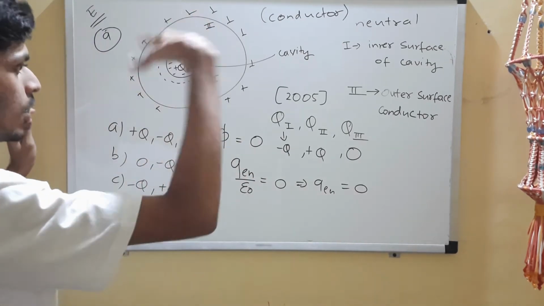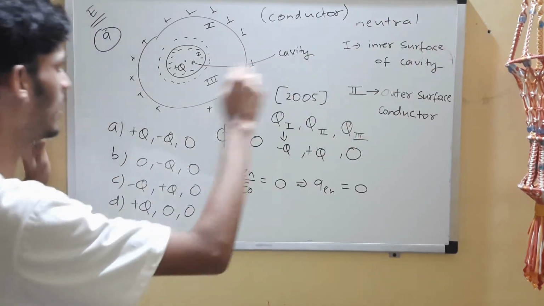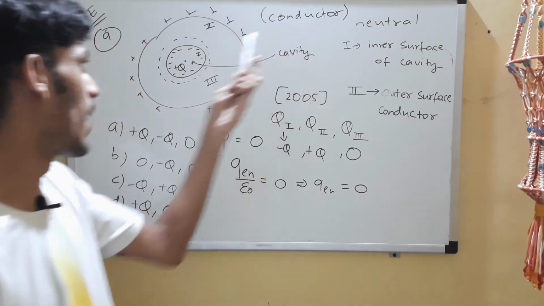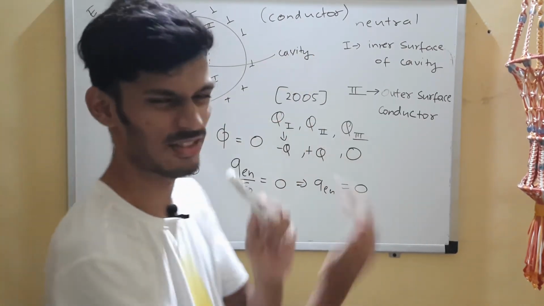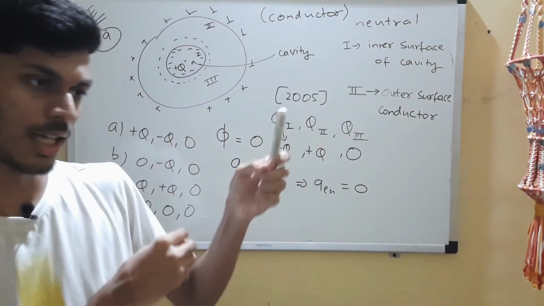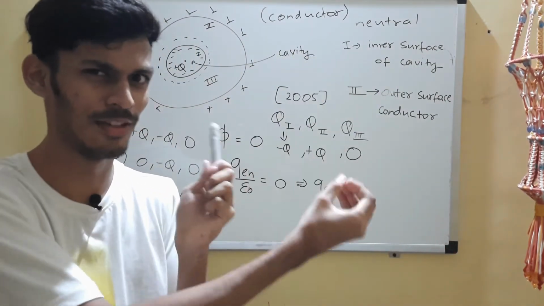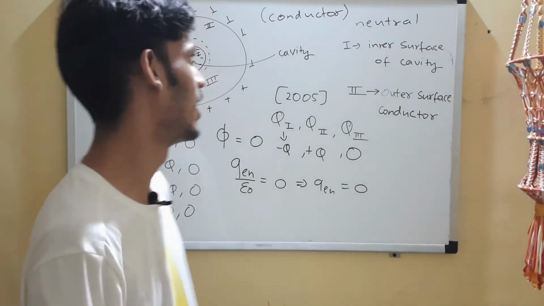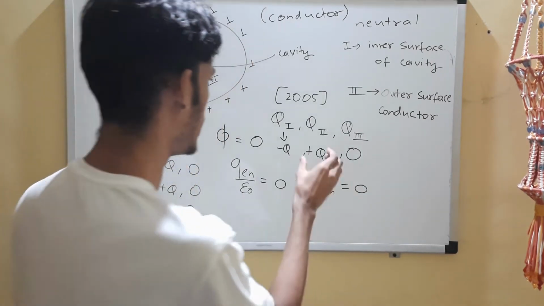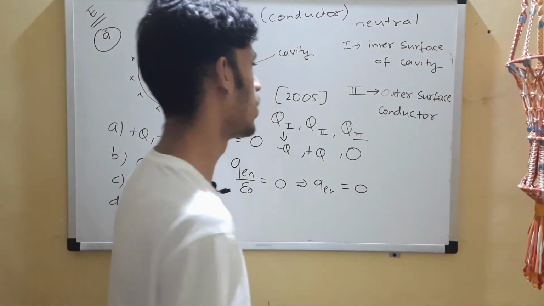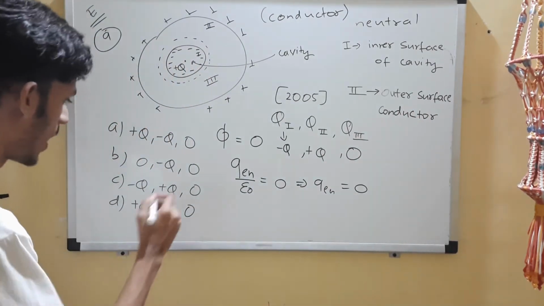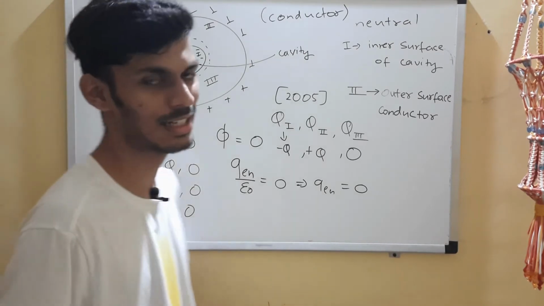Now in order to maintain electrical neutrality, charge plus q will be induced on the outer surface, because minus q was induced on the inner surface of the cavity, right? So plus q will be induced on the outer surface. So plus q plus minus q will give you 0, which is neutral, right? So this charge plus q is developed to maintain neutrality. Where is that developed? That is developed on the outer surface of your conductor, which is region 2. So minus q, plus q, 0 - option C is the correct choice over here.